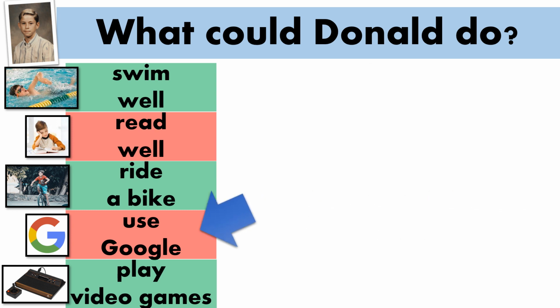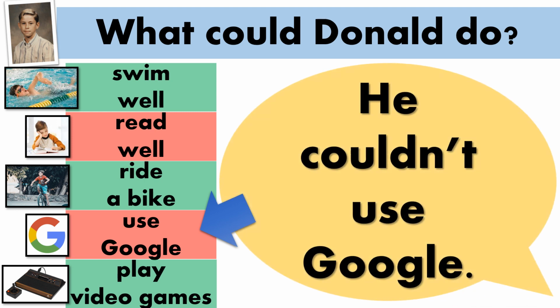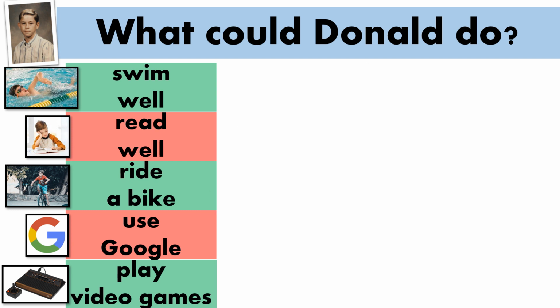The next one is use Google. So when I was young, do you think this is something I could do? So what could Donald do? He couldn't use Google. Google wasn't invented when I was younger, and the internet only started in about 1991. Say it after me. He couldn't use Google. And now let's look at the last one.